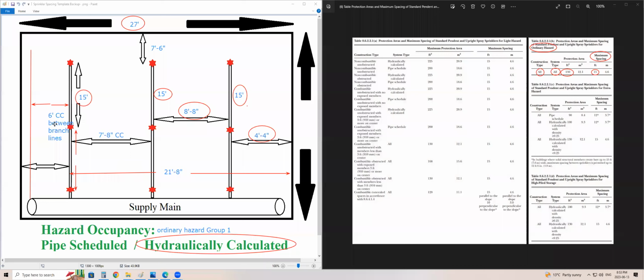I'm just trying to get the point across. And that's cool. So now that I'm 6 foot center, I know 6 foot's my minimum between sprinkler heads for standard spray uprights.